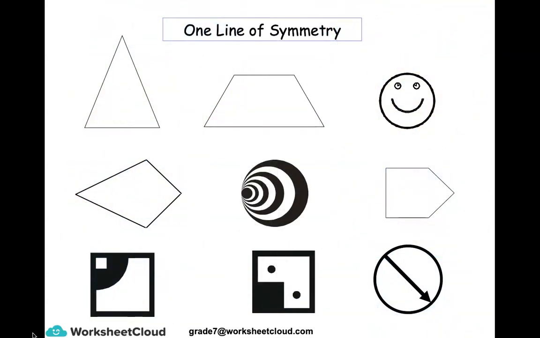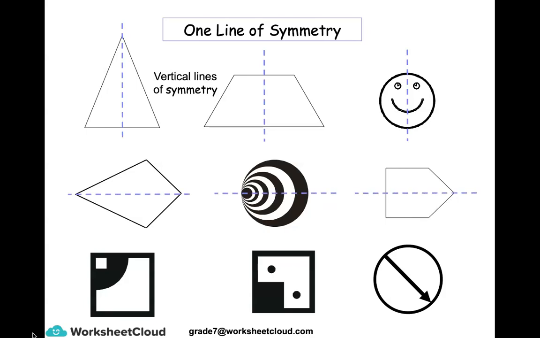Okay, so objects that have one line of symmetry, so you can have a look that each of these objects, if they're folded along their vertical lines of symmetry, they will fold on top of each other. Okay, so they have one vertical line. We also have horizontal lines of symmetry, and we have diagonal lines of symmetry.